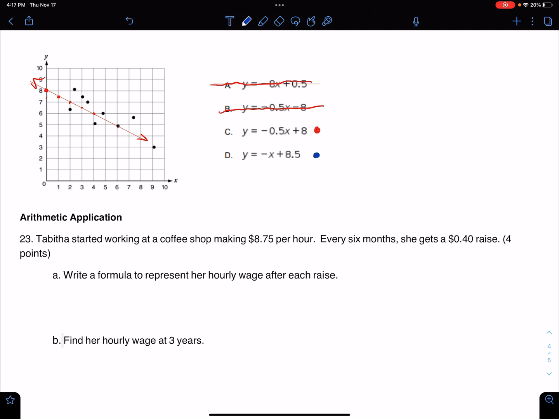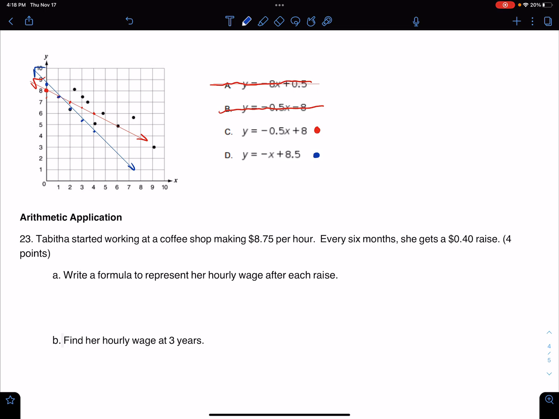My blue line, answer number D, goes up 8.5, and it goes down 1 and over 1. Down 1 and over 1, and again. Okay, so there's my line. I'll connect it. Okay, that is essentially what it looks like.